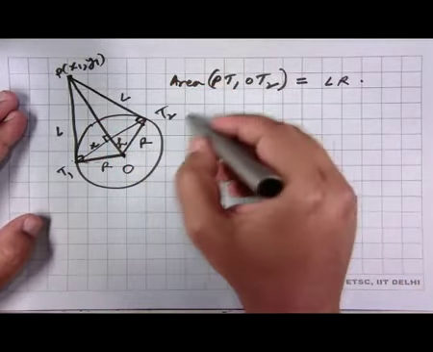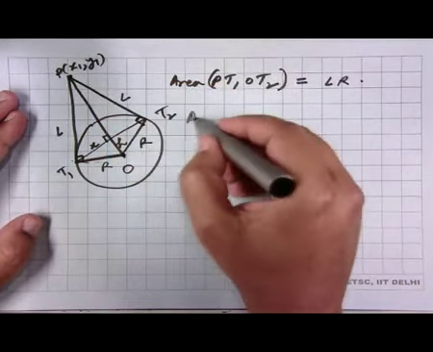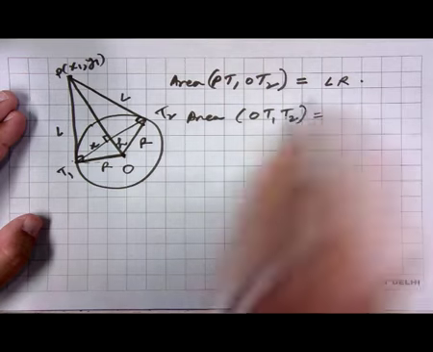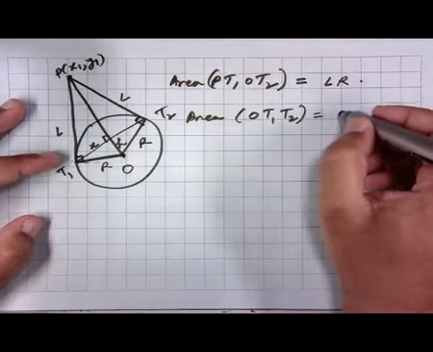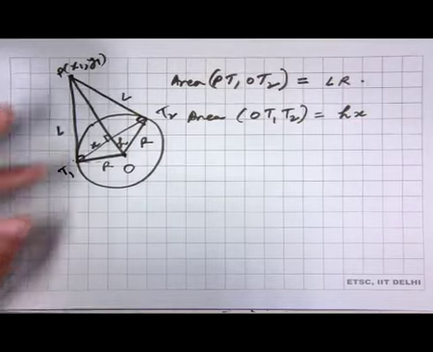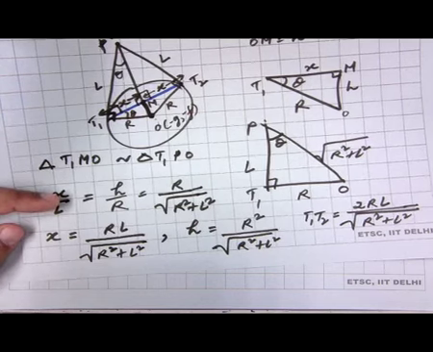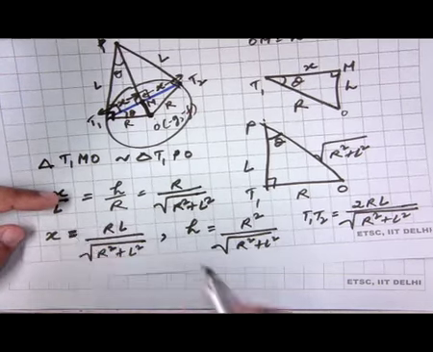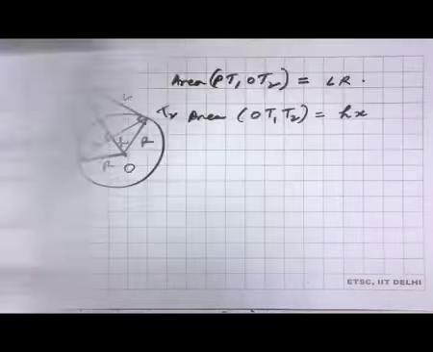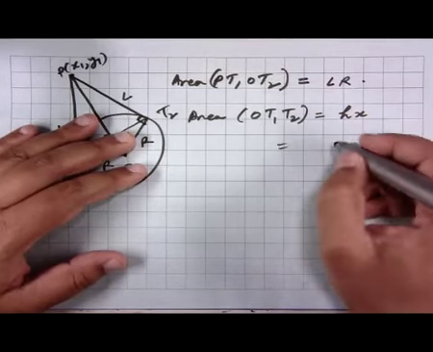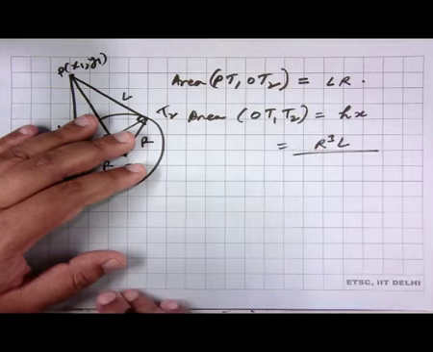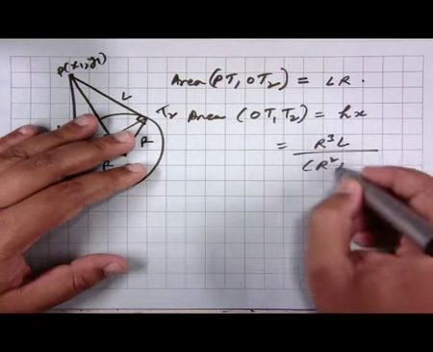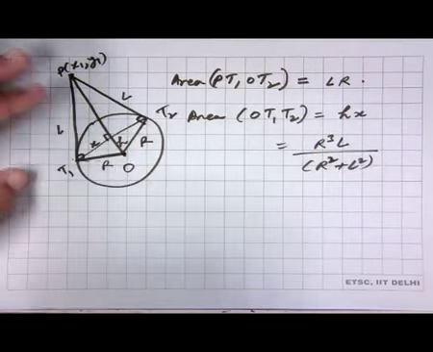Further, the area of OT1T2 is simply half H into X. We can use the previously derived values of H and X, and we get this to be R cube L by R square plus L square.